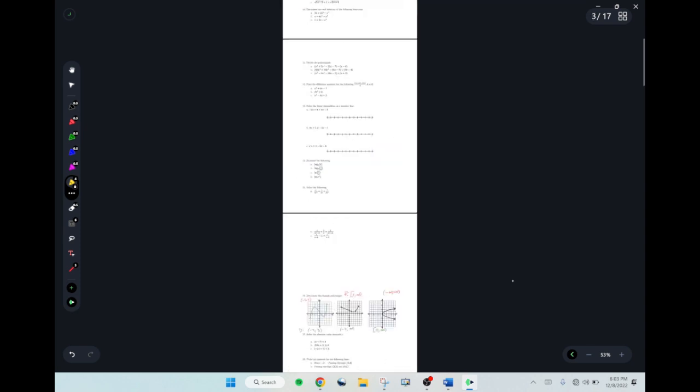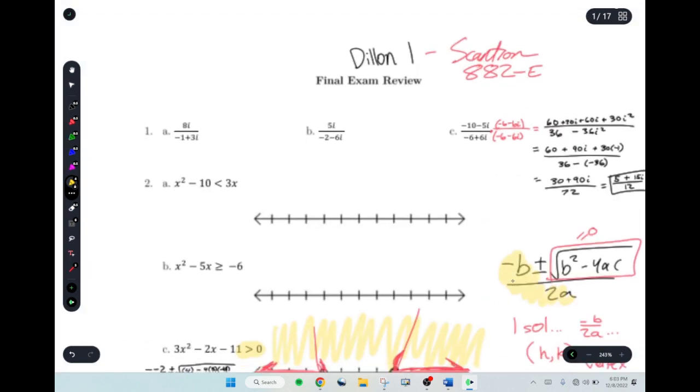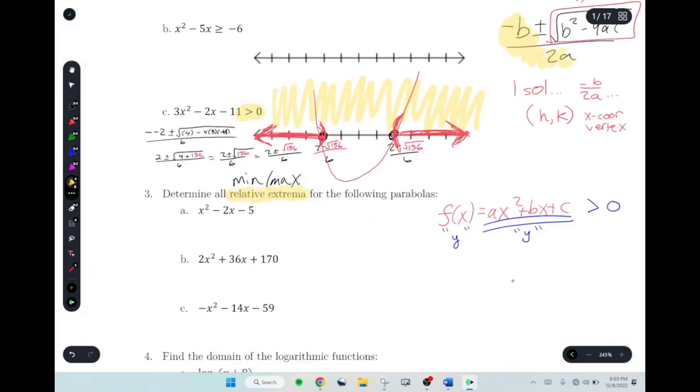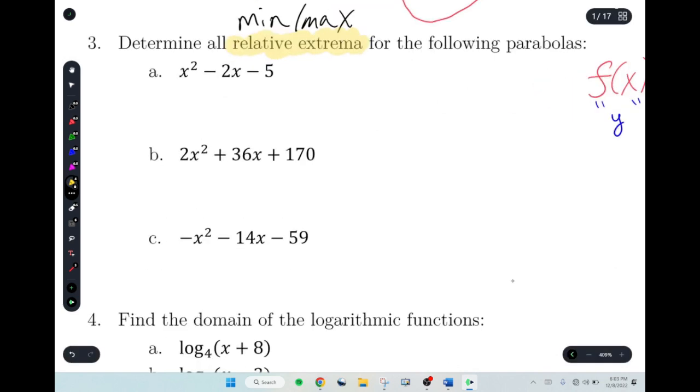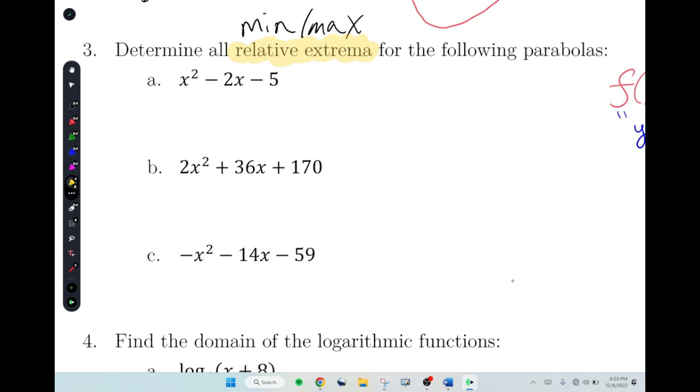Wait, has anybody actually done the whole review? Why not? That's the best resource you have. Oh, I guess you have the weekend to study for finals, right? Oh, there it is. Number 3. There's your vertex.